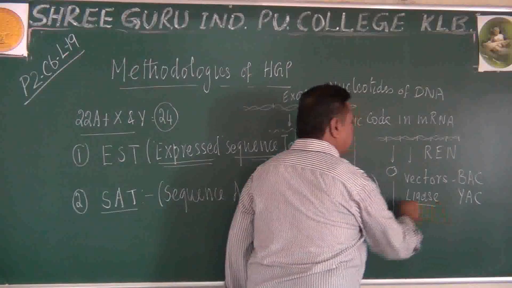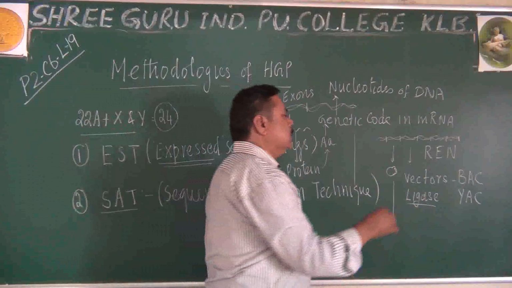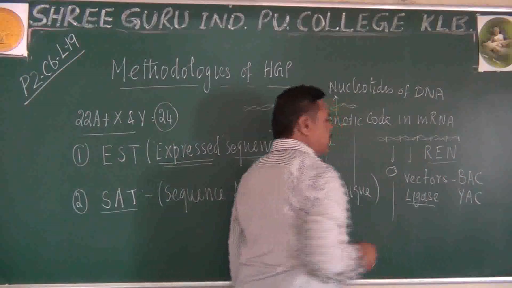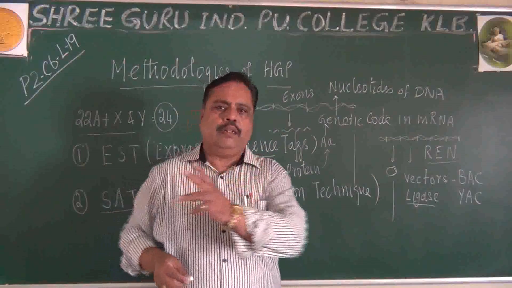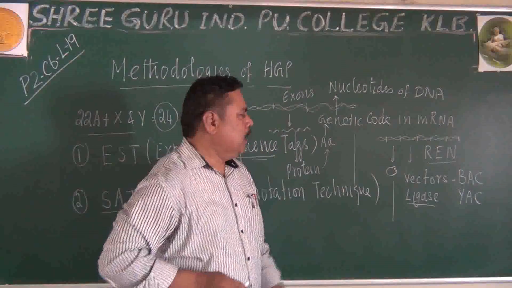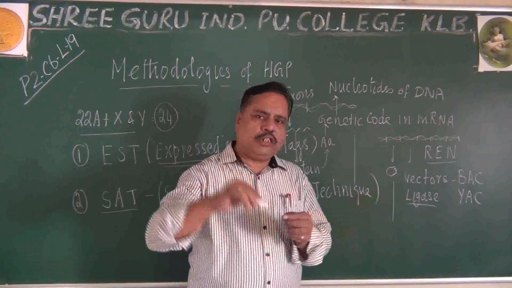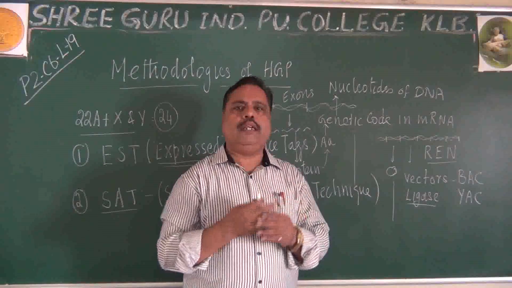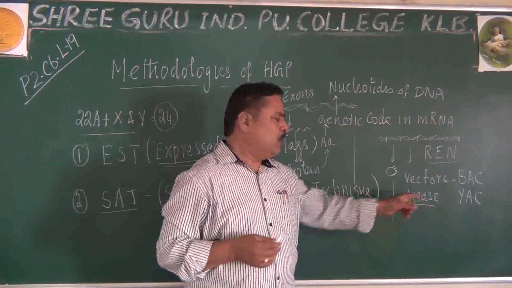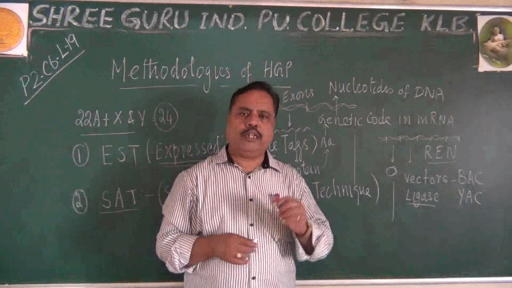You may be remembering, REN acts as a molecular scissor. It will cut the DNA into fragments. Ligase acts as a molecular stitcher. It will join the DNA fragments. We have heard about the ligase already, you may recall.